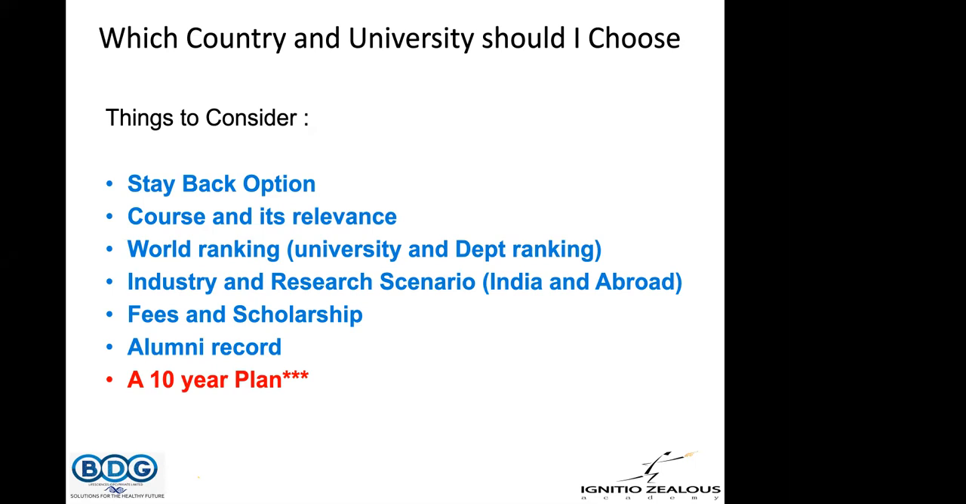The most important point is the second point, the course and its relevance. You have to understand what course you want to pursue and what the relevance of that course is with respect to the industries. I know some students will be thinking about going for a PhD, but my most valuable advice is to go for a master's which can give you employment, because for employment you don't need a PhD. You can work in the R&D sector in any industry with just a master's also. A PhD is not required every time.